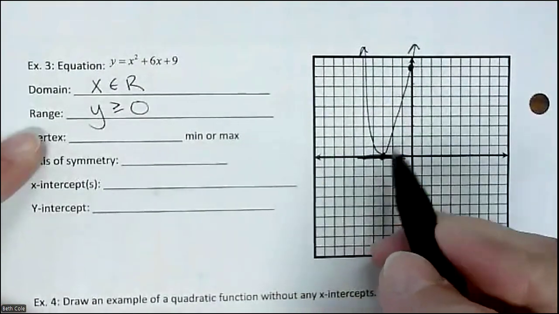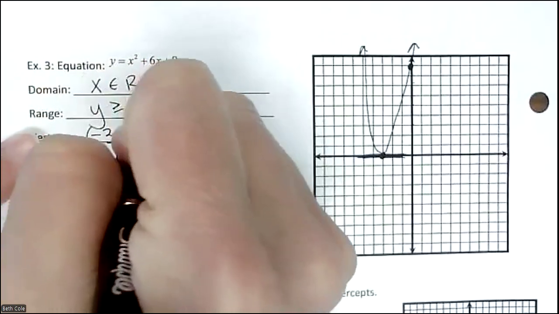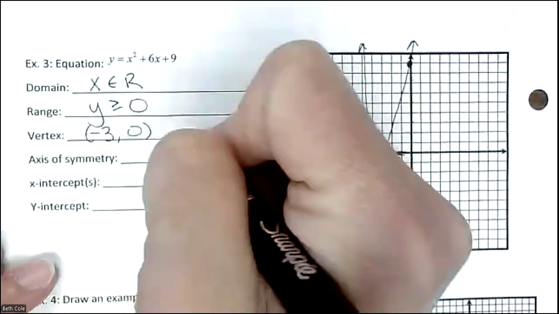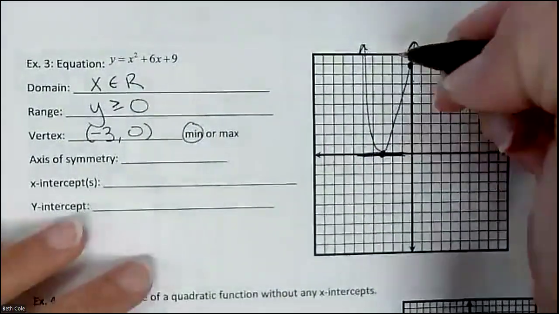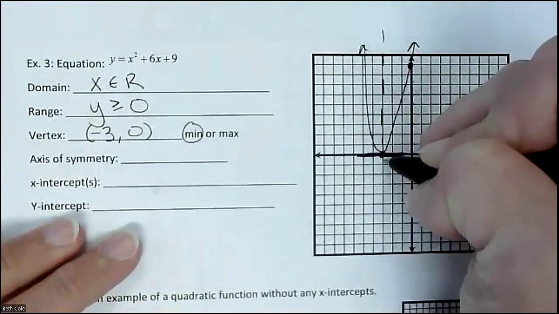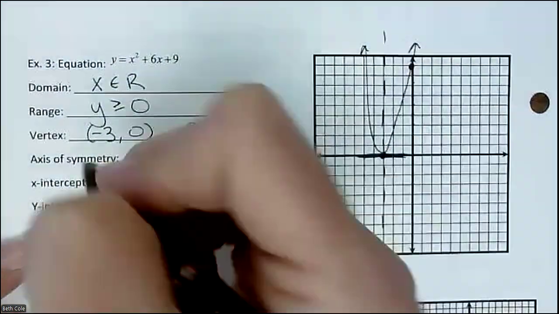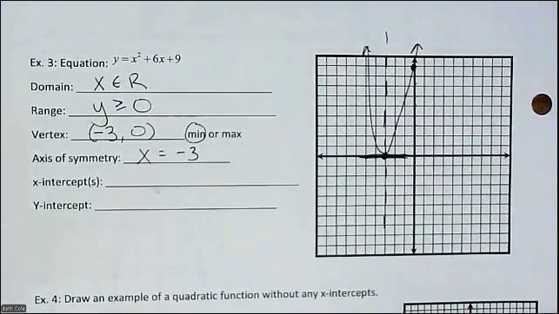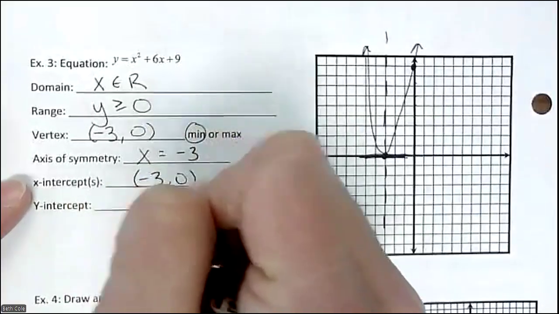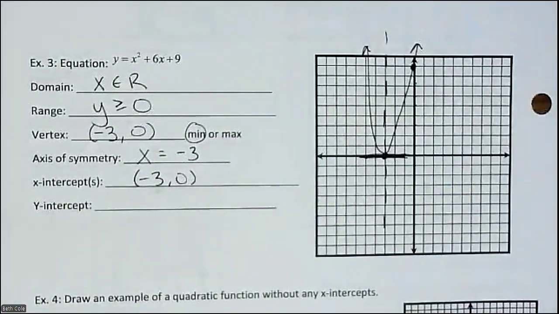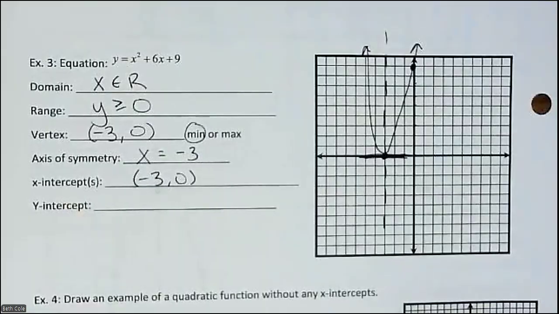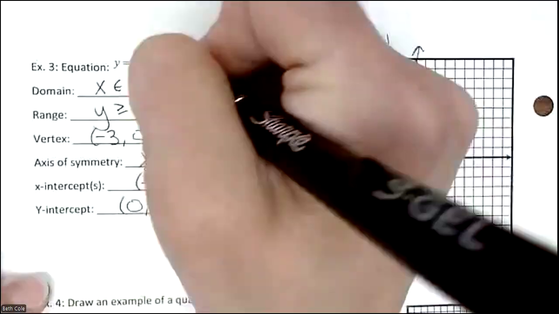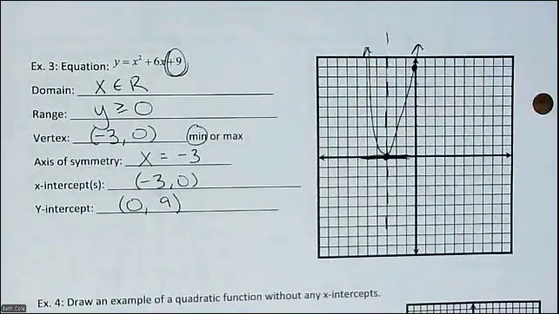Your vertex, -3, 0. Is it a high point or a low point? Maximum or minimum? Minimum. Good job. Your axis of symmetry, if you want to dot that in, my graph doesn't look very symmetric because I didn't draw it very well, but x equals -3. Good job. It's because the x-axis ended up being where the vertex was. And then your y-intercept was 0, 9. And again, that's your c value, this number right here.